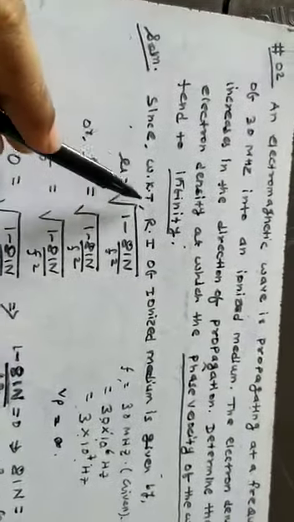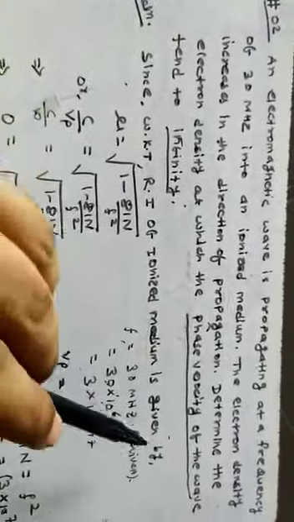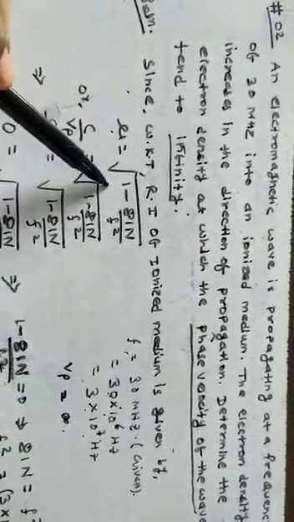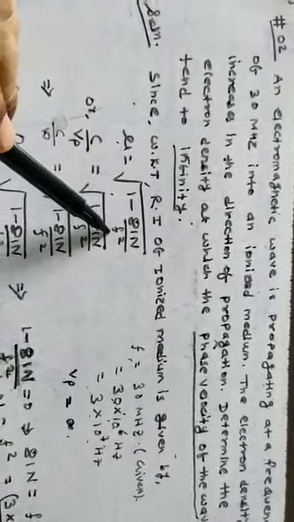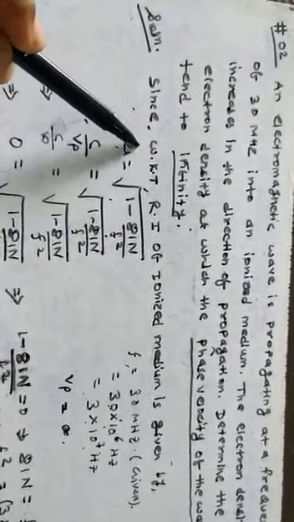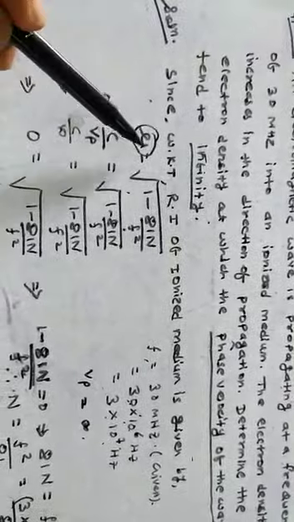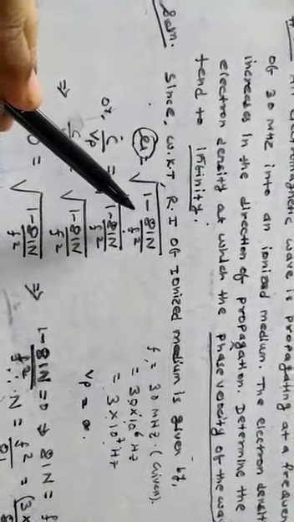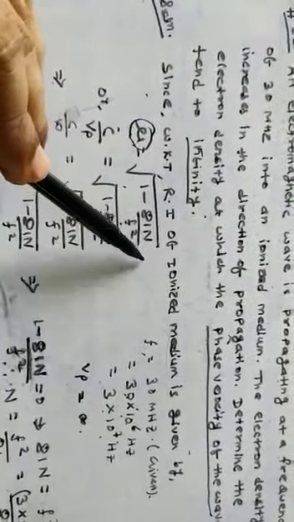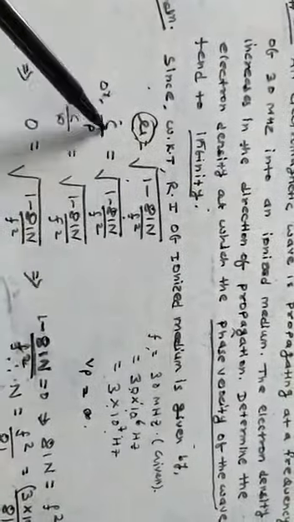Since we know that the refractive index of the ionized medium is given by mu is equal to root over 1 minus 81N by f square. Now this value of mu of the ionosphere is also equal to C upon Vp. When you have established this relationship, this is equal to sin i upon sin r, and it is also equal to C upon Vp.